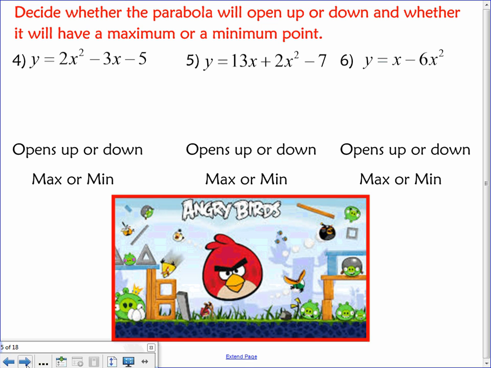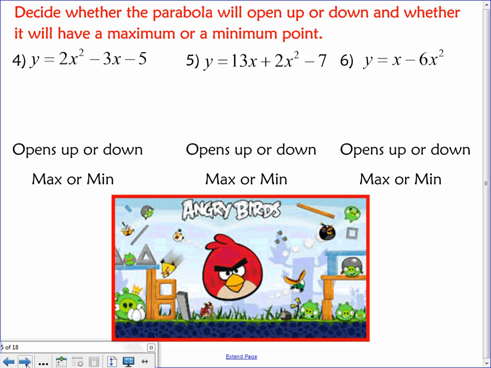All right, so just get a little practice. Decide whether the parabola will open up or down, and whether it will have a maximum or a minimum point. Okay, I don't have to do any calculations for this. I just need to look at my a value. All right, so number 4, y equals 2x squared minus 3x minus 5.